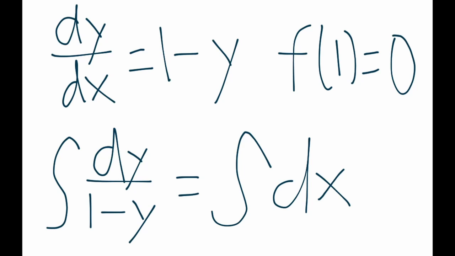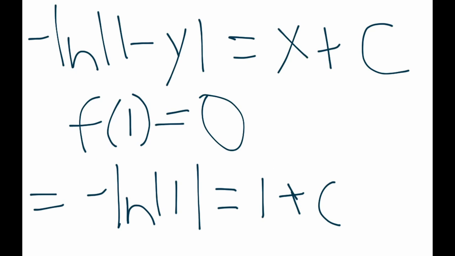We are asked to find the particular solution to the differential equation dy over dx equals 1 minus y with the initial condition f of 1 equals 0. Since this is a separable differential equation, we can manipulate it to get the integral of dy over 1 minus y equals the integral of dx, which equals negative ln of the absolute value of 1 minus y equals x plus c. Plugging in the initial condition f of 1 equals 0, we get negative ln of 1 equals 1 plus c.